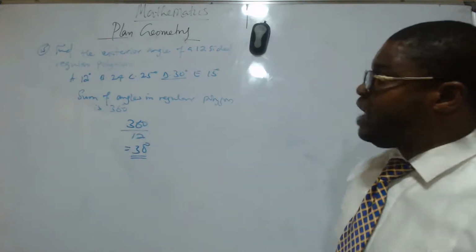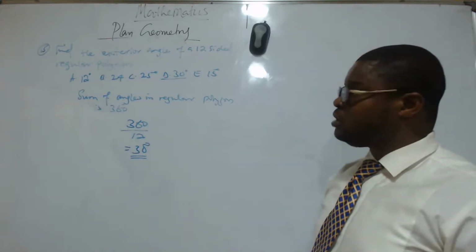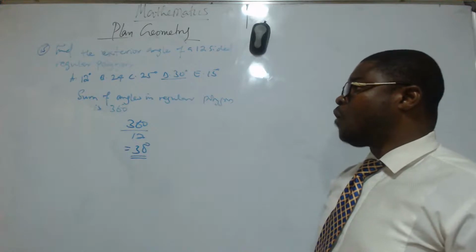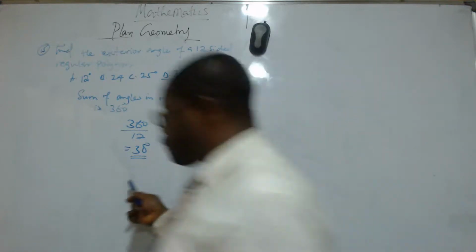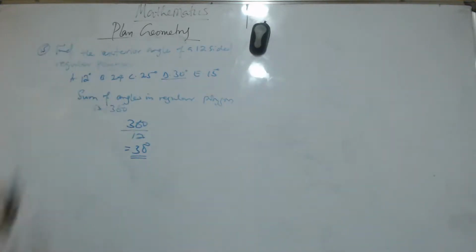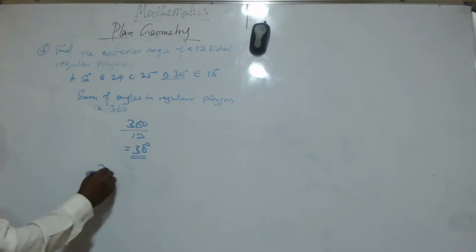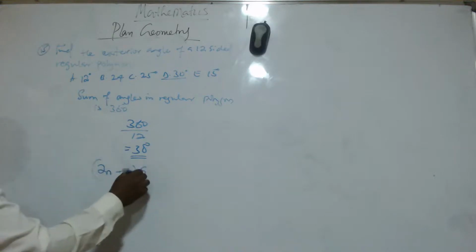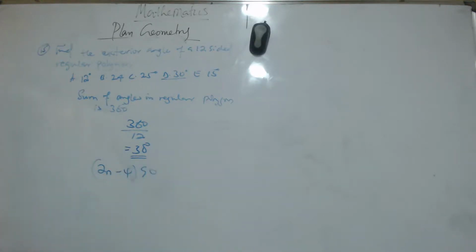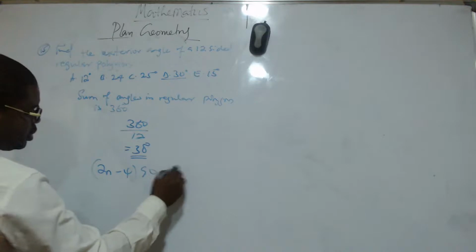Now, if they ask us to find the sides, the number of sides, or the angle of that polygon, it will be different from this. Now, let's say we are asked to find the side. Here we have the number of angles given to us, but we don't know the number of sides. We said 2n minus 4, and we are going to have 90.